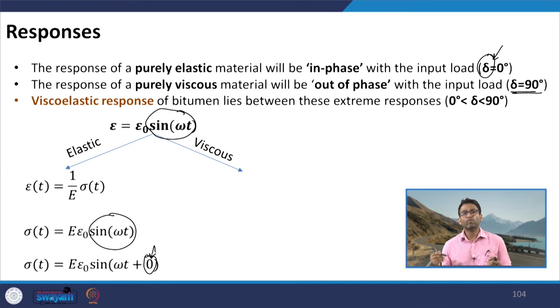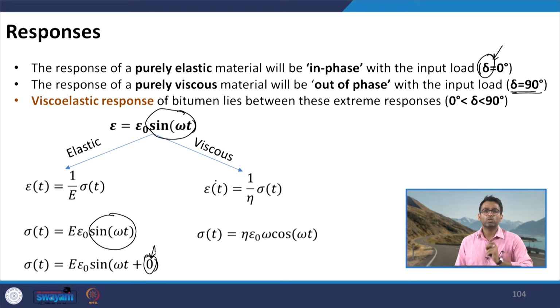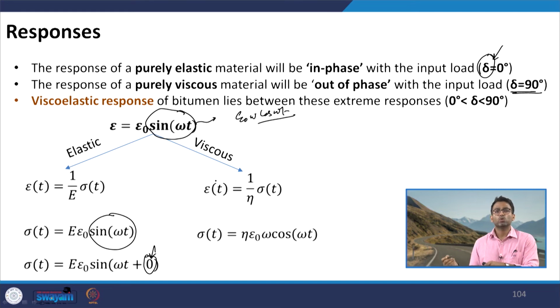Now, let us see what if it is a viscous material. So, again from our last discussion, you can recall that this was the constitutive equation of a purely viscous material, where we say that the viscosity is the ratio of stress divided by strain rate, alright. So, if I want to find stress from this equation, it will be equal to eta into strain rate. What is strain rate? d epsilon by dt. So, we are differentiating the strain, is not it? So, sigma t can be written as, if you differentiate this strain, epsilon naught omega cos omega t, is not it?